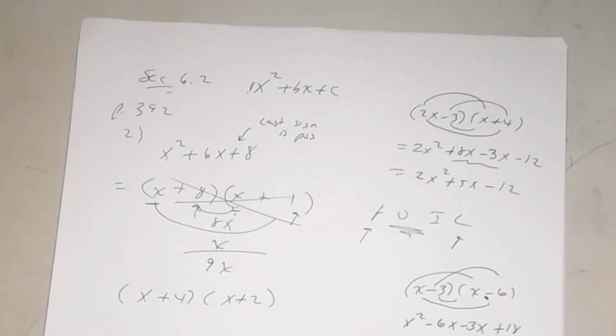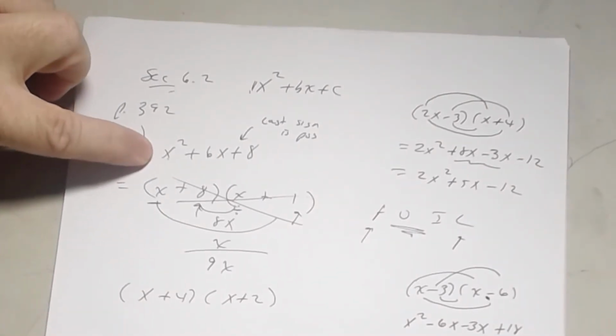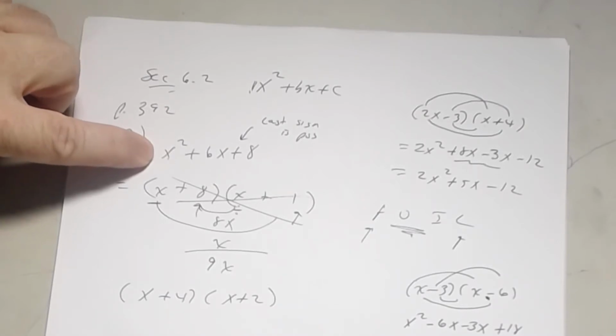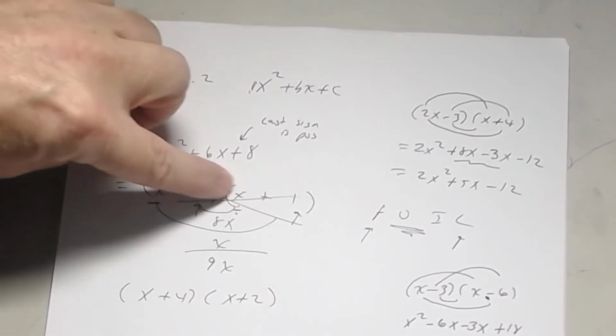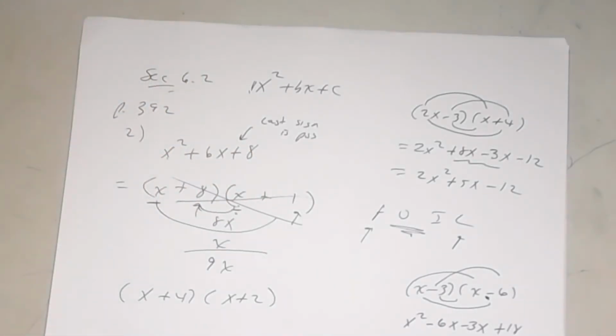But that idea only works if this is a 1. Most of what you're going to do is not going to be a 1, so you are going to have to do this trial and error. Is that clear? All right, trial and error, trial and error. If something doesn't work, try something else.